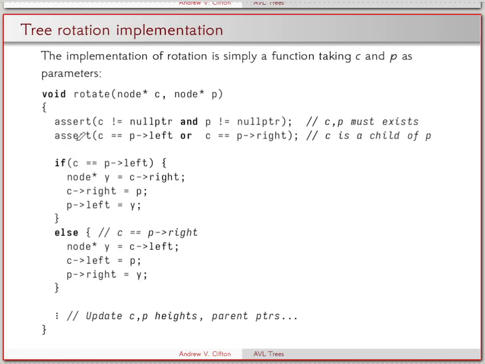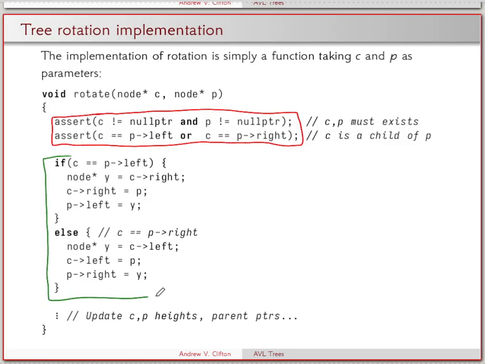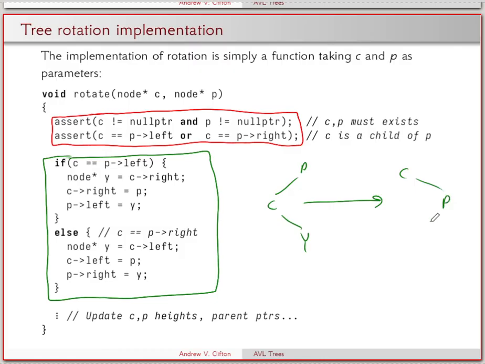Here's the basic code for rotate. These assertions at the beginning are just enforcing our requirements that C and P can't be null pointers, and C has to be a child of P. And then the core of it is two mirror image cases based on the relationship of C and P. If C is P's left, then that means Y is down here. So we're going to turn that into a new arrangement where we have C, P, and then Y down here. Y is originally C's right, but then C's right becomes P, and then P's left becomes Y.